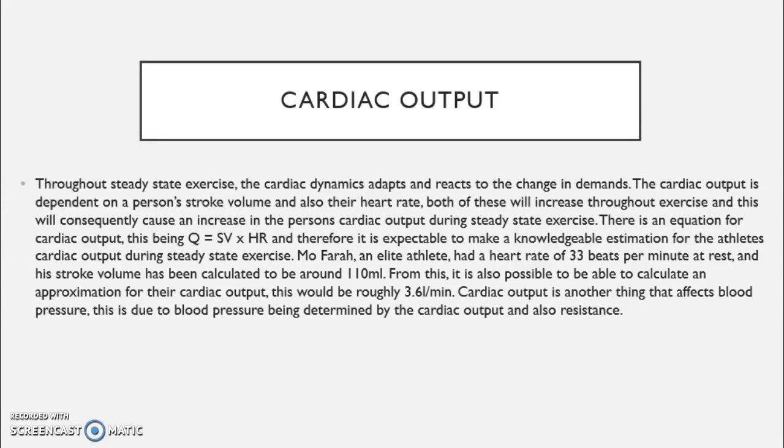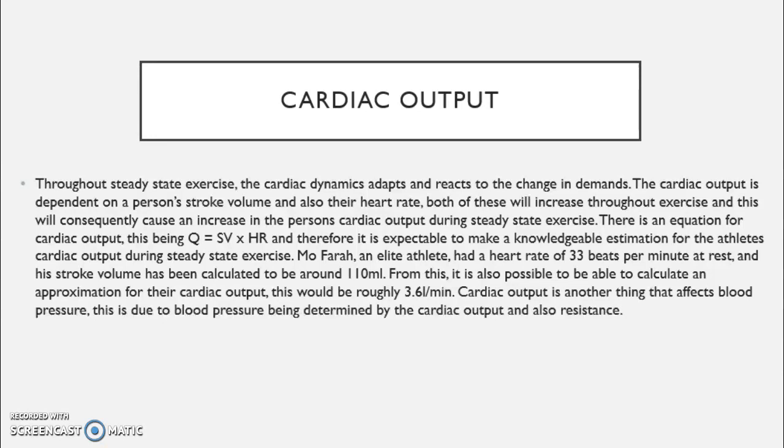And we can make an estimation for athletes' cardiac output during steady-state exercise using that equation. So Mo Farah, for example, his resting heart rate had been calculated at 33 beats per minute, which is absurdly low. And his stroke volume was calculated to be around 110 milliliters. So from this we can calculate that his cardiac output is around 3.6 litres.